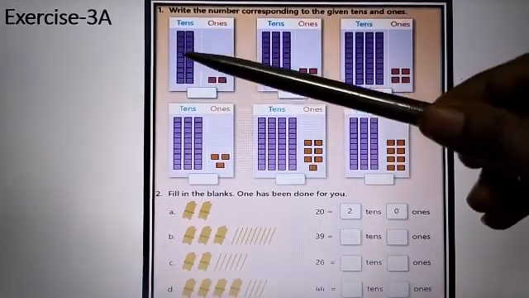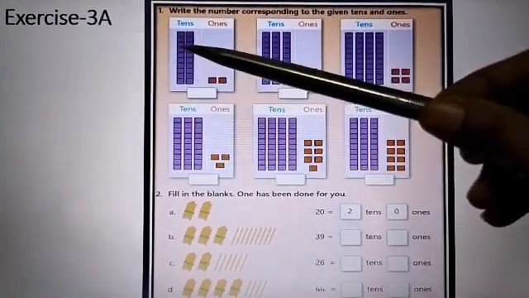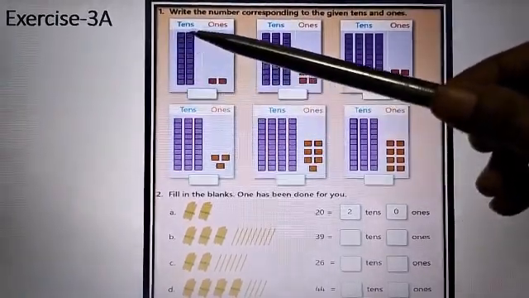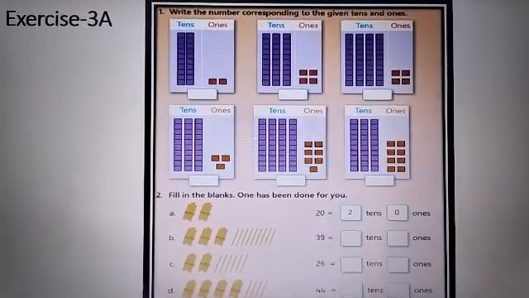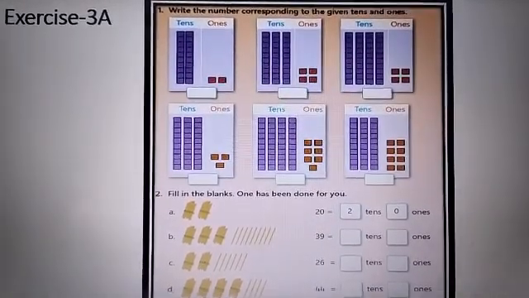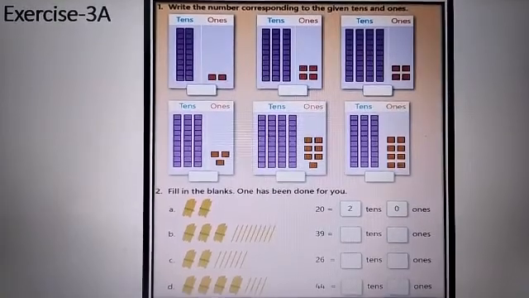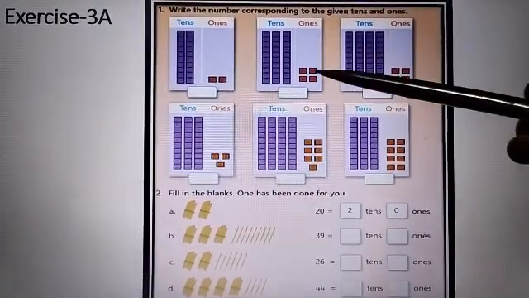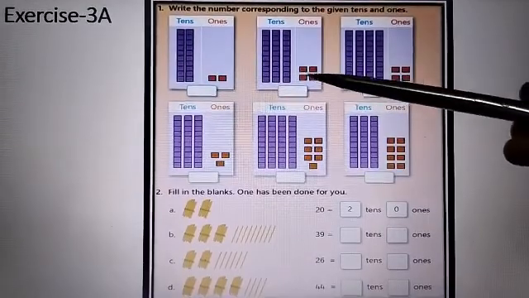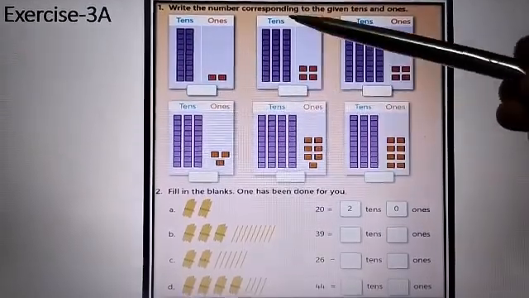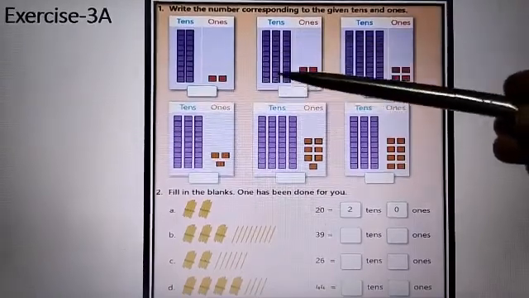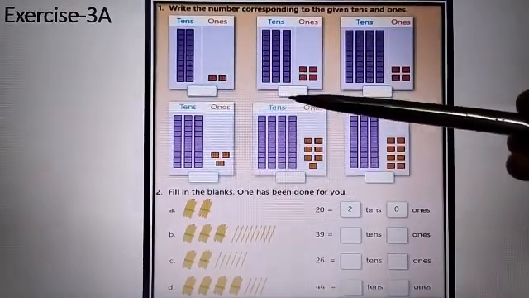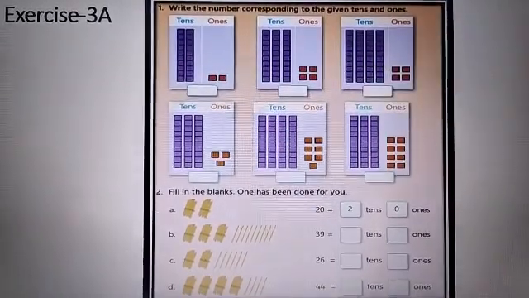And this is a 10 box, right? So how many tens are there? 2 tens. So your answer will be 22. Now moving to the next one. How many ones are here? 1, 2, 3, 4. So you will write here 4. And tens, 1, 2, 3. So 3 tens and 4 ones makes 34.